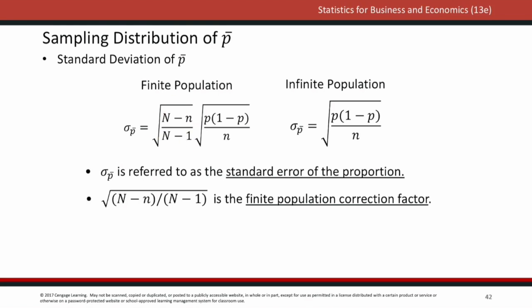here. The same applies if the relationship between lowercase n and uppercase N is that this is less than 5% of the big one, then we can assume that the population is infinite. And remember, this is the finite population correction factor.